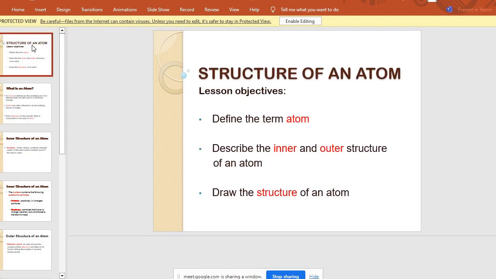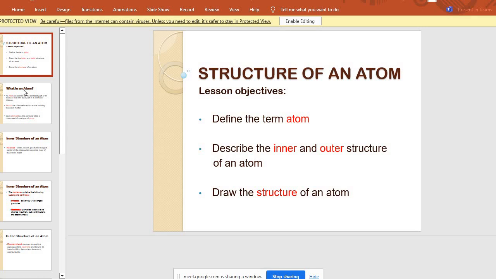So the objectives for this class are, first, to define the term atom. Objective number 2 will be to describe the inner and the outer structure of an atom. And objective number 3 will be to draw the structure of an atom. But since you're doing an online class, I'm just going to project my images of the structure of an atom, and the students are going to draw them in their own books.